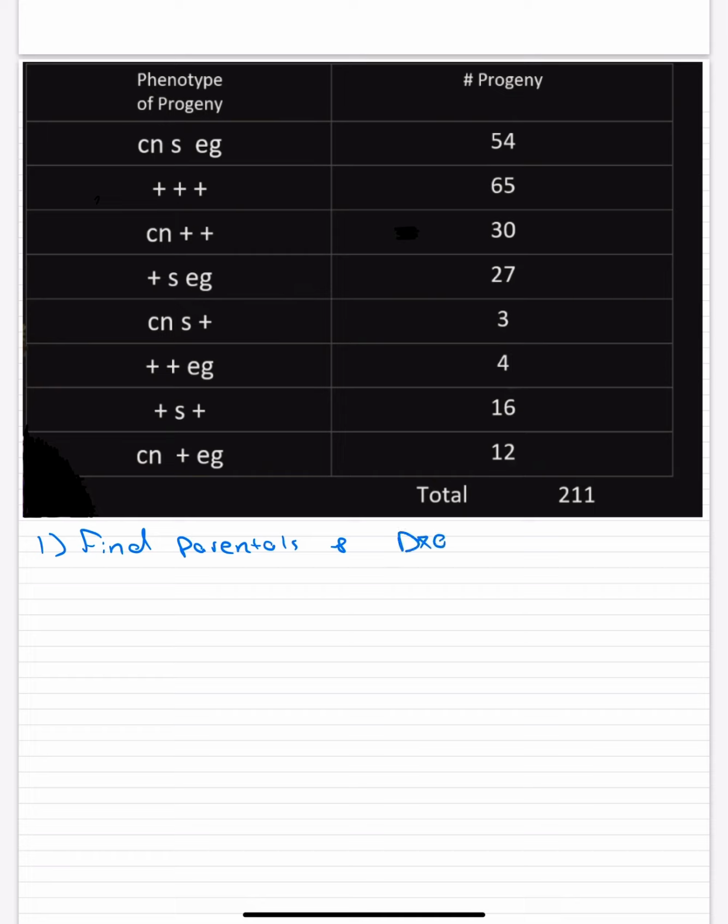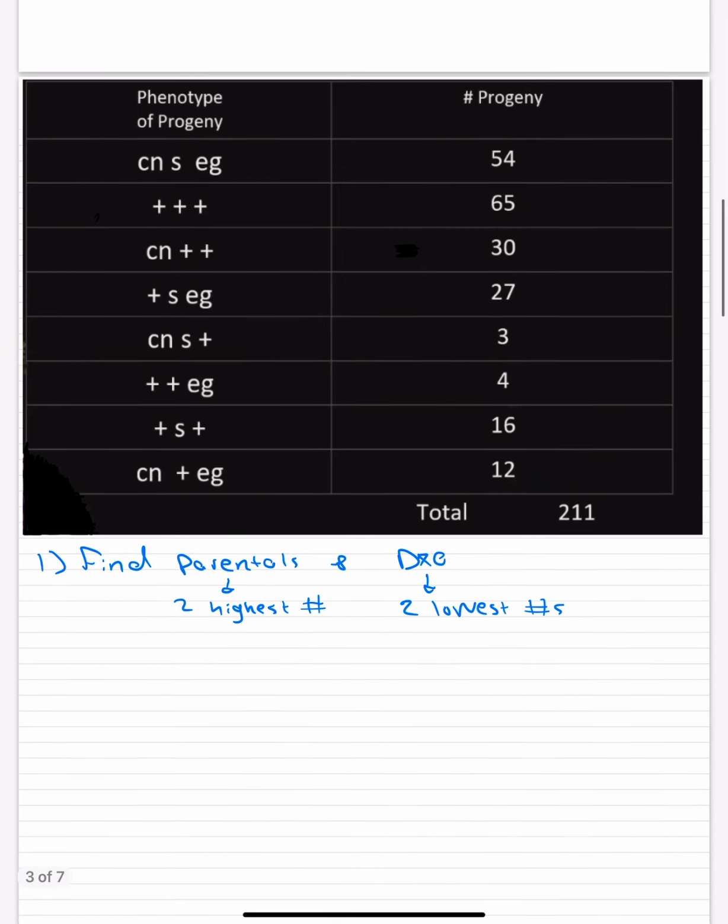I'm going to simplify double crossovers as DXO. So parentals are going to be the 2 highest numbers that occur in the progeny, whereas double crossovers are going to be the 2 lowest numbers that occur in the progeny. If we look at all the progeny, we see that we have 54 and 65 as the 2 highest numbers. We have 3 and 4 as the 2 lowest numbers.